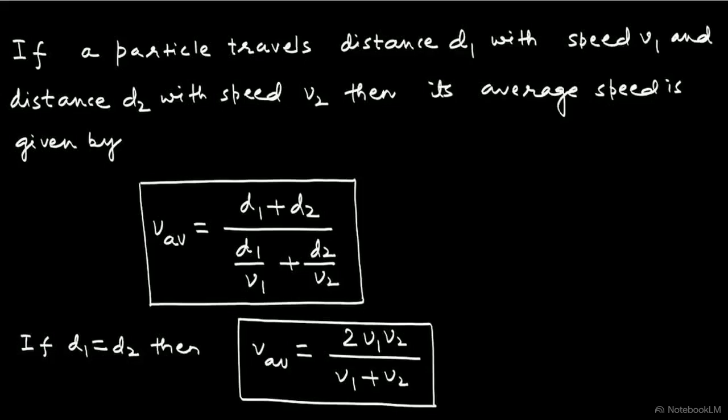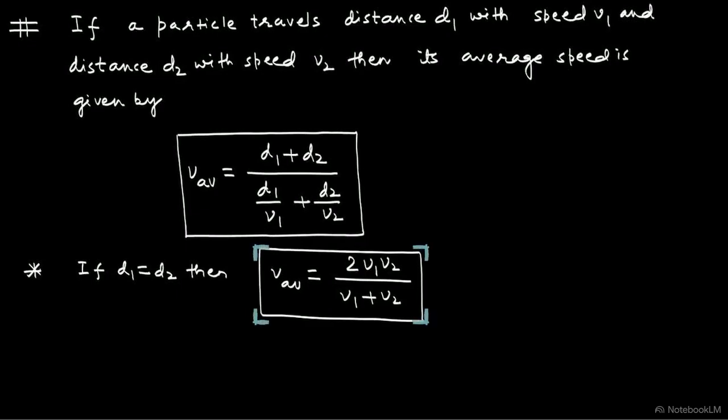When split by distance instead of time, we rewrite the denominator. Time is found by dividing each distance, d1 and d2, by their speeds. If distances are equal, this simplifies to 2v1 times v2 divided by v1 plus v2.